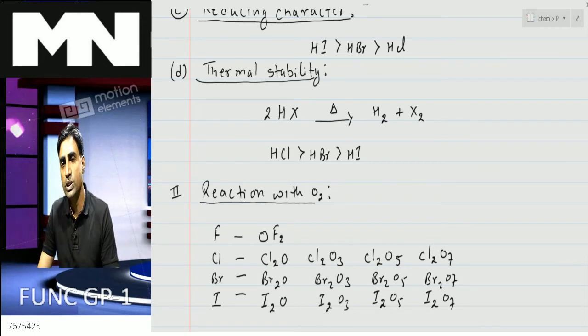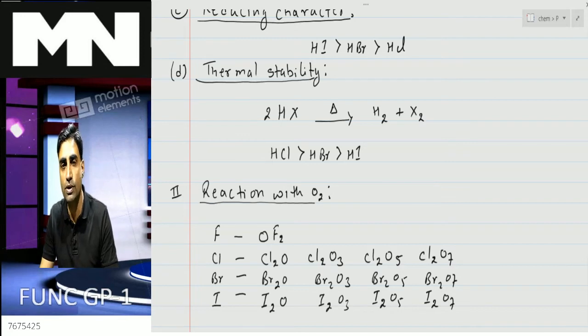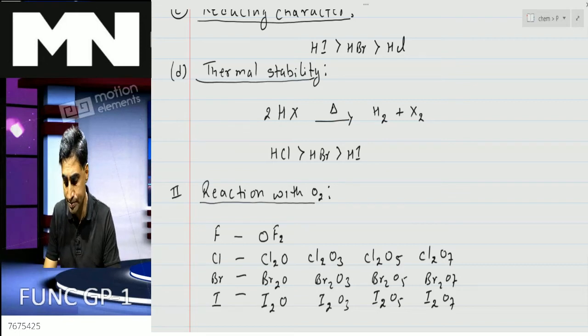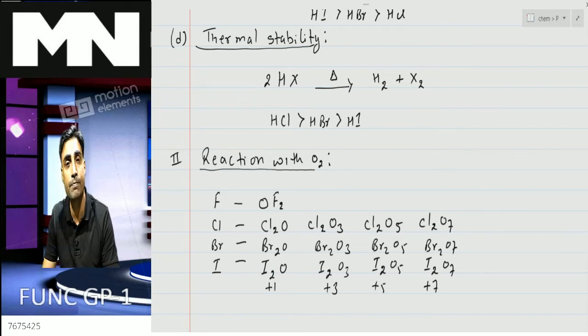The compound of oxygen and fluorine is very correctly known as oxygen difluoride because fluorine is more electronegative. Whereas the compound of rest of the halogens with oxygen is known as their corresponding oxide, like chlorine dichloromonoxide, dichlorotrioxide, dichloropentoxide and dichloroheptoxide. You can easily see that in these compounds, the halogens are exhibiting their +1, +3, +5 and +7 oxidation states.